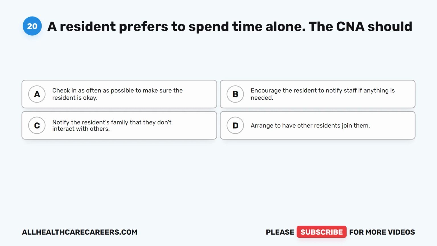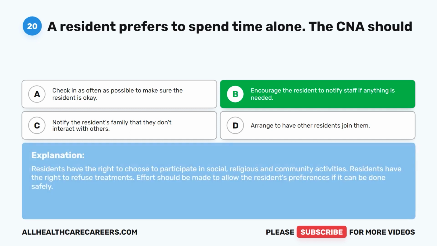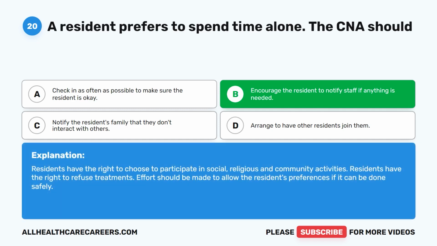The correct answer is B. Encourage the resident to notify staff if anything is needed. Residents have the right to choose to participate in social, religious, and community activities. Residents have the right to refuse treatments. Effort should be made to allow the resident's preferences if it can be done safely.